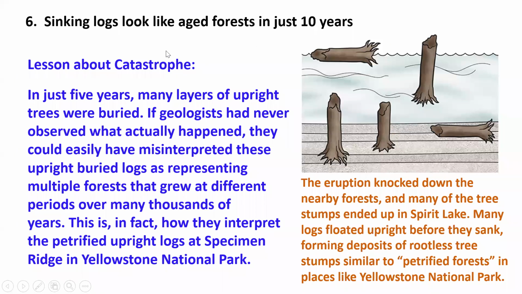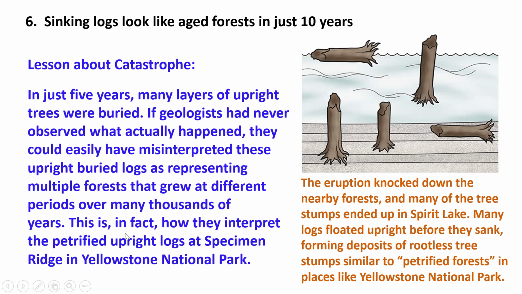Okay, so lesson about catastrophe. You have a picture here, the floating one on the side, and then upright, and then sank down. In just 5 years, many layers of upright trees were buried. If geologists had never observed what actually happened, they could easily have misinterpreted these upright buried logs as representing multiple forests that grew at different periods over many thousands of years. Okay, so a lot of those things that we are seeing now have been interpreted as thousands of years, but now we're beginning to see that they can be very fast.